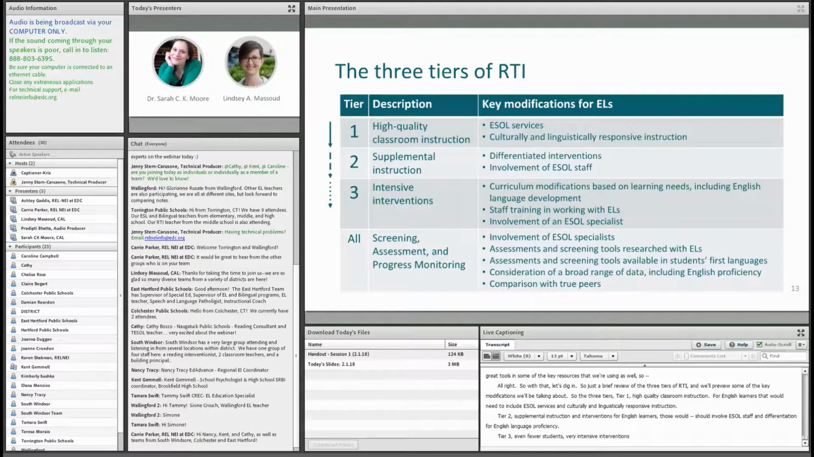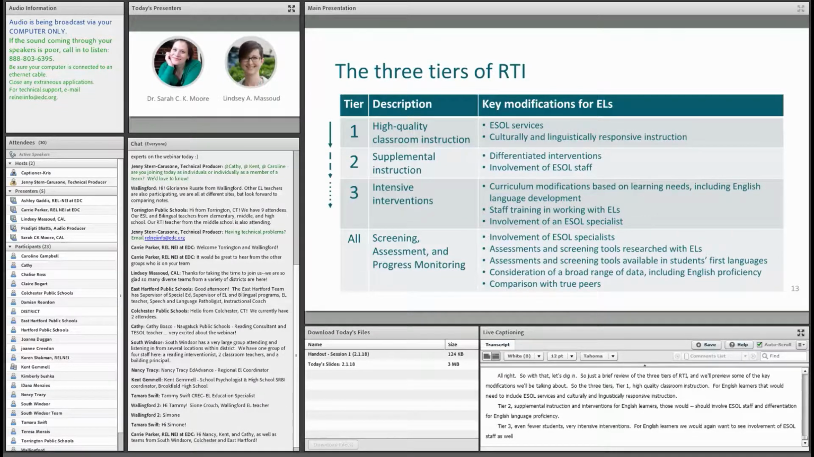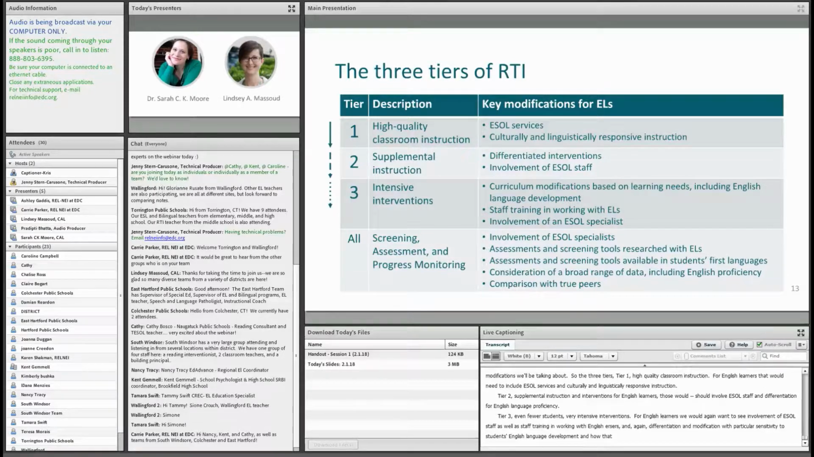For English learners, we would again want to see involvement of ESOL staff as well as staff training in working with English learners, and again differentiation and modifications with particular sensitivity to students' English language development and how that might be interacting with target skills in the interventions.